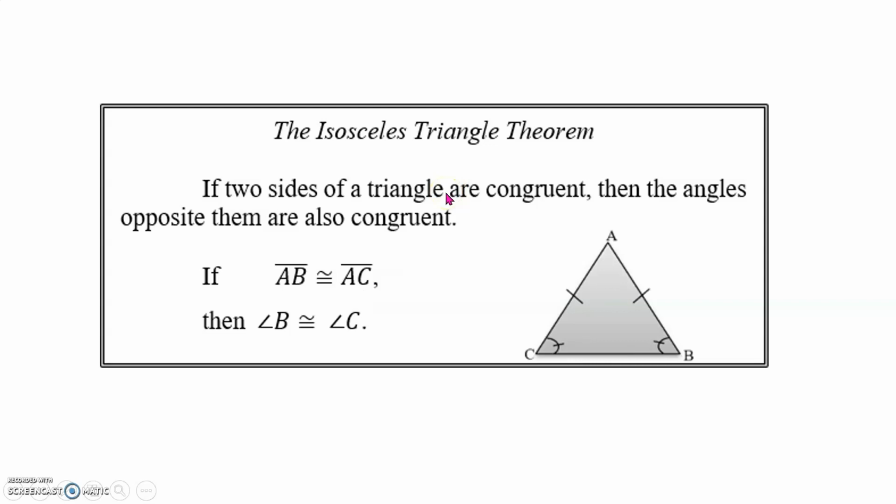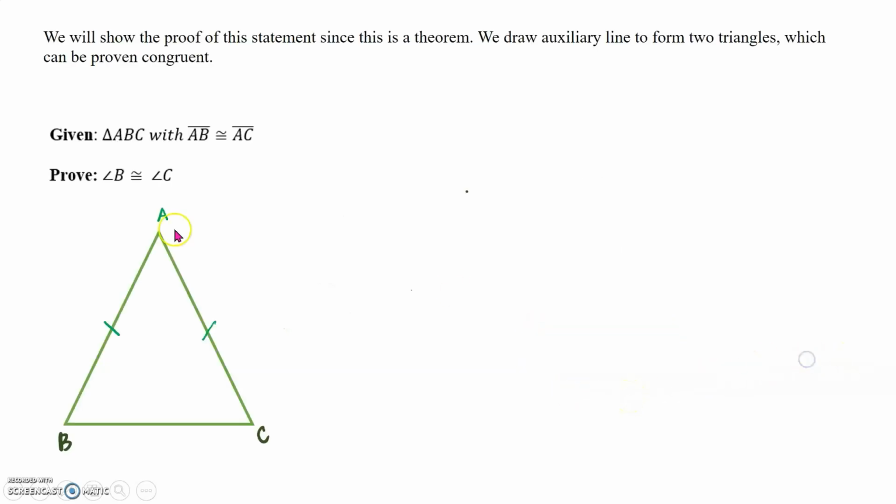Now, the isosceles triangle theorem states that if two sides of a triangle are congruent, then the angles opposite them are also congruent. So that is, if I have here triangle ABC and side AB is congruent to side AC, then angle B is congruent to angle C. Okay? Now, since our statement above is a theorem, we need to prove that theorem.